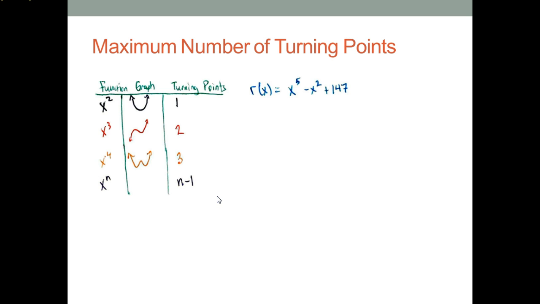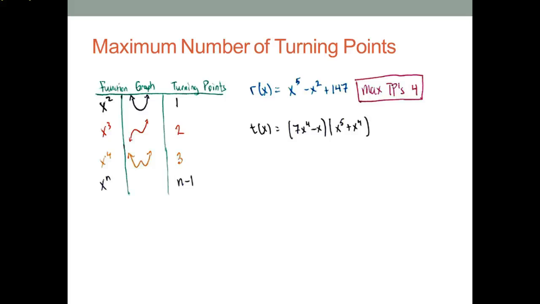So I look at r of x, I see that the leading term is x to the fifth. So 5 is my exponent. That means, you guessed it, maximum turning points is 4, so it's 5 minus 1. But what if I gave you this, t of x, and I left it factored? What would you do? The key here is looking at multiplying.